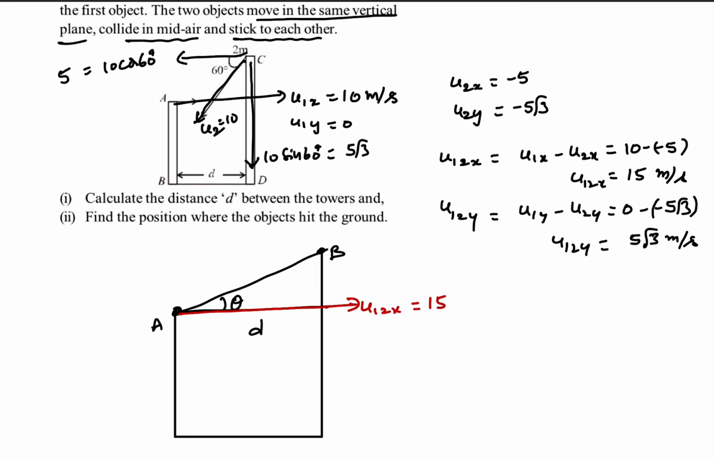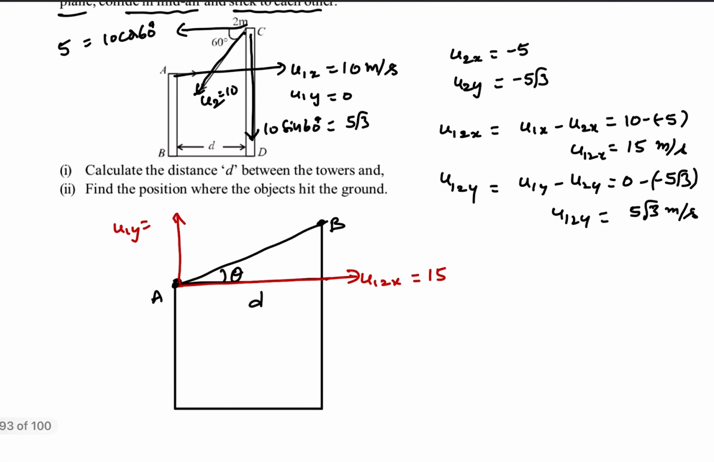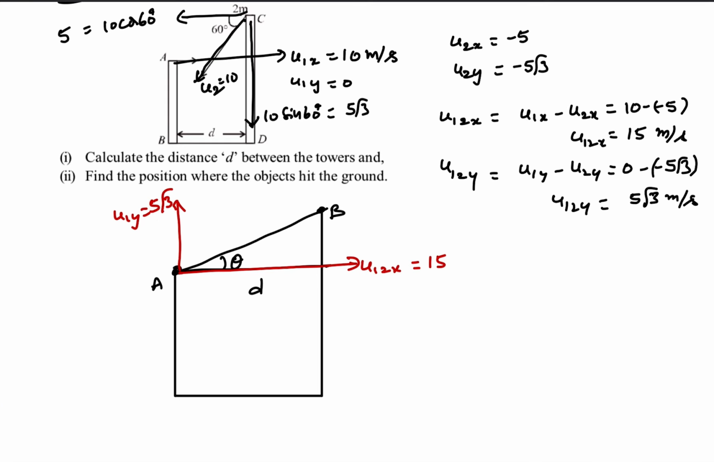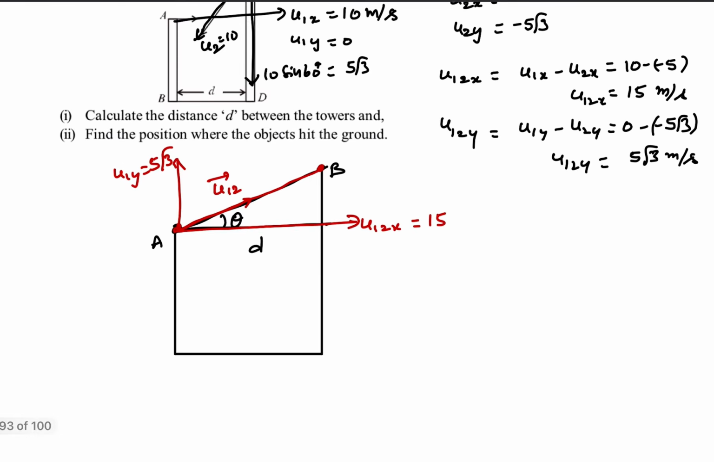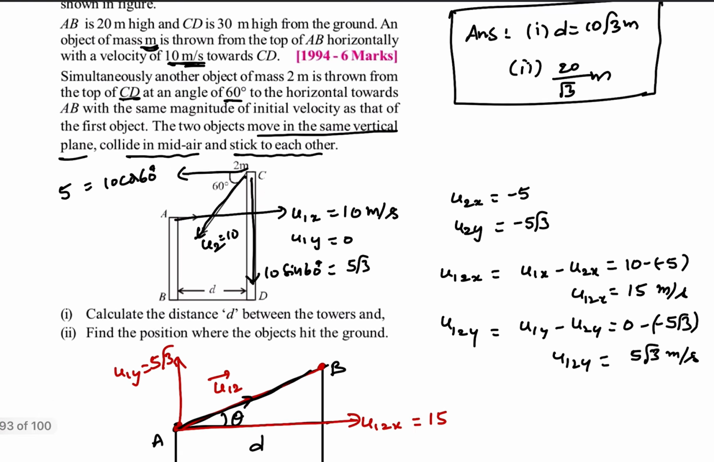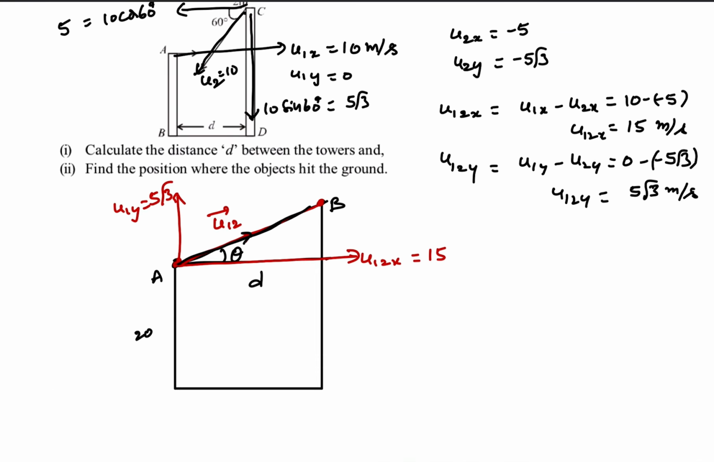Now we can see this u12x value is 15, and u12y is 5 root 3, making angle theta, and this is my u12 bar. I wrote a line along the line joining the two projectiles, as I have given in theory earlier: the relative velocity should be along the line joining the initial positions of the two projectiles. As per the question, one height is 30 and the other is 20, so this value is 10.